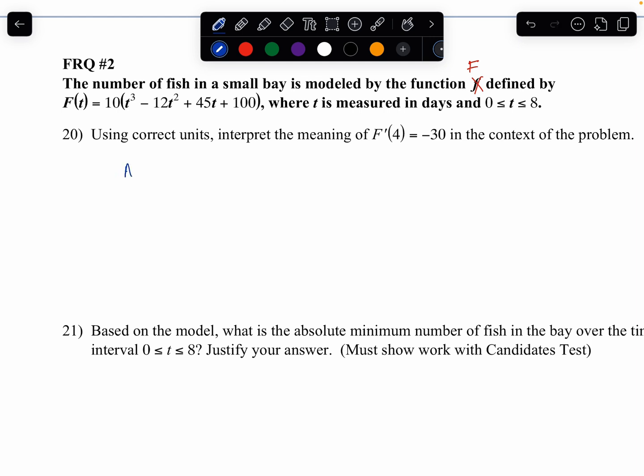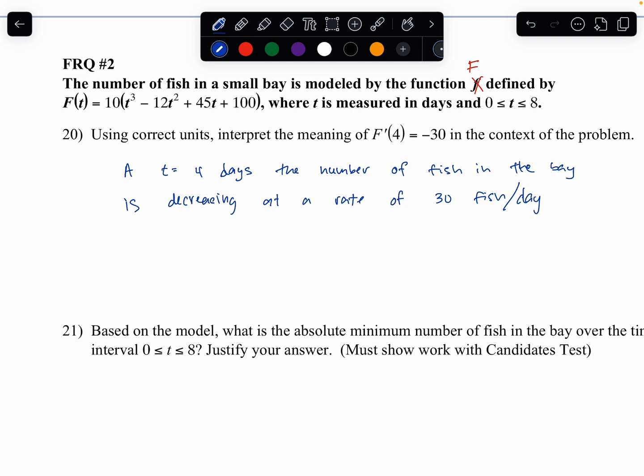It means at t equals 4 days, the number of fish in the bay is decreasing. It's decreasing at a rate of 30 fish per day. I think that's all I got to do.